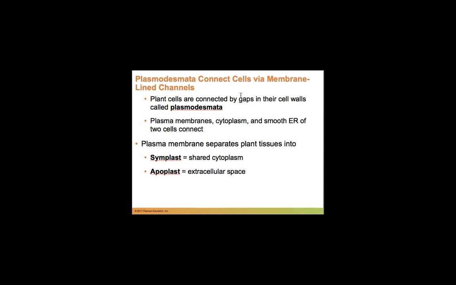Plant cells' gap junctions, I say that in quotes, are going to be called plasmodesmata. So plant cells do not have true gap junctions, instead they have plasmodesmata. Plant cells are connected by gaps in their cell walls through plasmodesmata. Plasma membranes, cytoplasm, and a smooth ER in the two cells are therefore going to connect through plasmodesmata. Plasma membrane is then going to separate plant tissues into our symplast, which involves our shared cytoplasm, and our apoplast, which is our extracellular space.